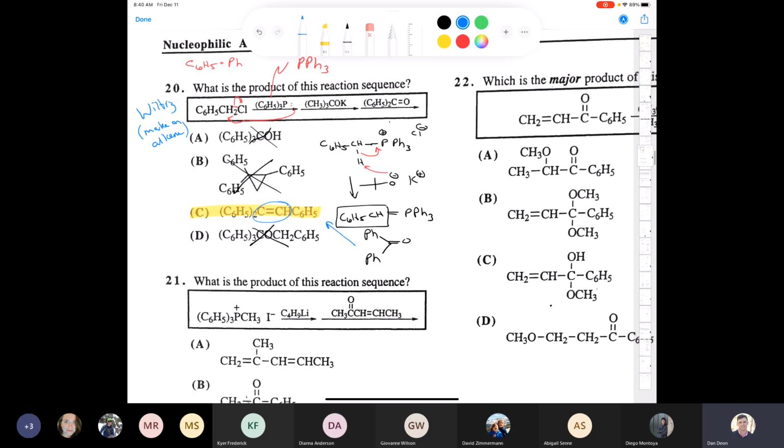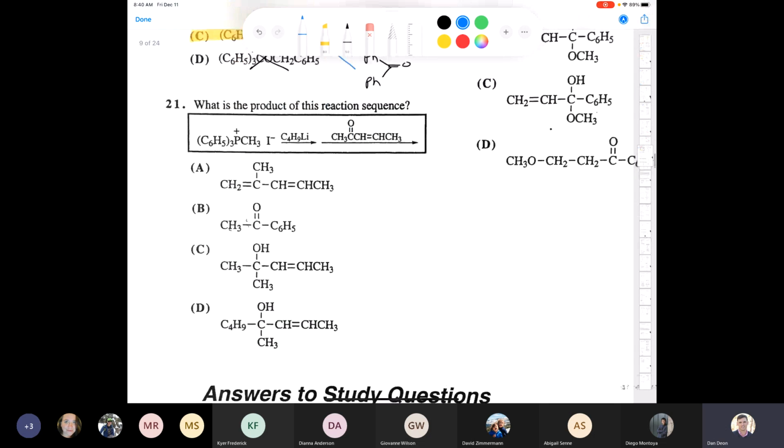Number 21. What's the product of this one? A little more Wittig chemistry for you here. So in the first step, we're treating a phosphonium salt with C4H9Li. That's the same thing as writing down butyllithium, which is just a really strong base. And so you've got PPh3, right? Remember, this is the same thing as Ph. So you've got PPh3, and then you got this, okay?